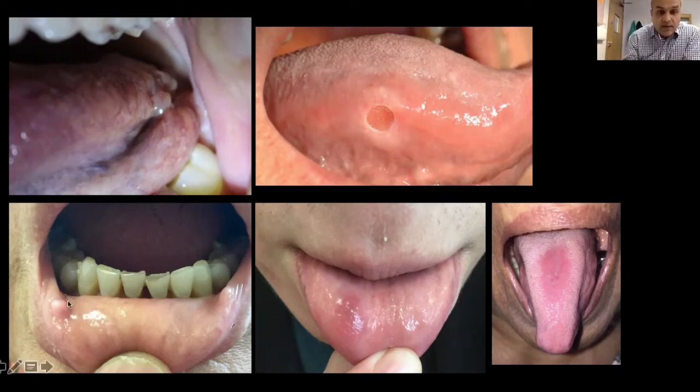Soft, firm lump on the inner aspect of the lip. This patient has two, one on either side, usually around the canine teeth, might have history of trauma or could be spontaneous as well. Any takers for any of the pictures, Chantel, let me know. Maybe I'll go on to the next one.